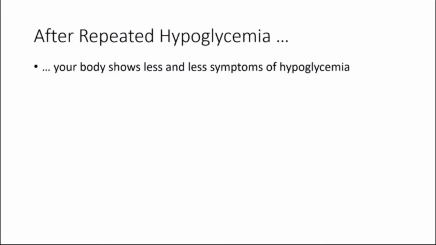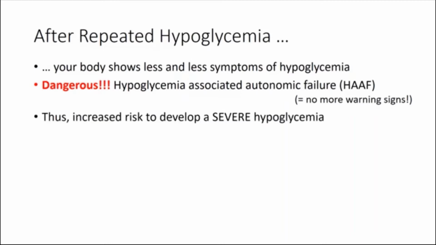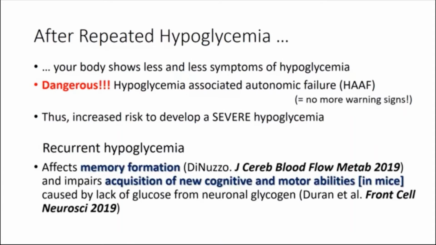If you experience several hypoglycemias and prolonged hypoglycemias, problems will become even worse as your body will stop giving you the alarm signs of hypoglycemia. We call that hypoglycemia-associated autonomic failure. And this might lead to a situation where you don't know that your blood sugar is going lower and lower, and the first sign you'll feel will be the signs of a very severe hypoglycemia. Recurrent low blood sugars affect your brain. You will have trouble remembering things and learning new things.